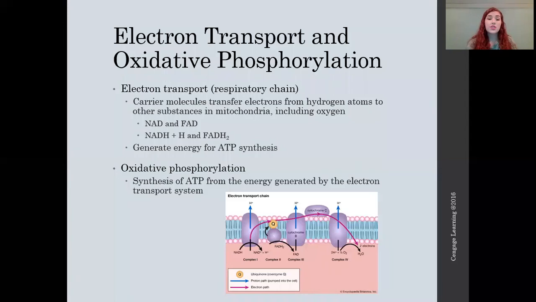The electron transport chain is a series of reactions in which hydrogen atoms are transferred by NADH and FADH2 in order to generate energy to be synthesized into ATP. This is where oxidative phosphorylation comes in, and it picks up the energy that was produced by the electron transport chain and it synthesizes it to make ATP.